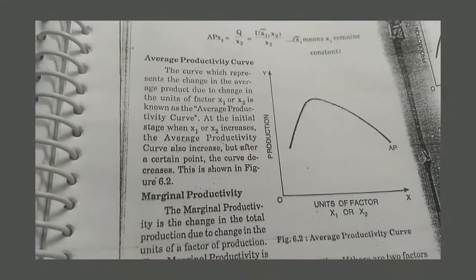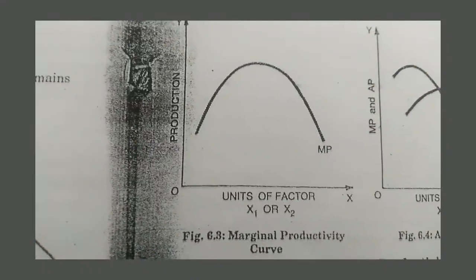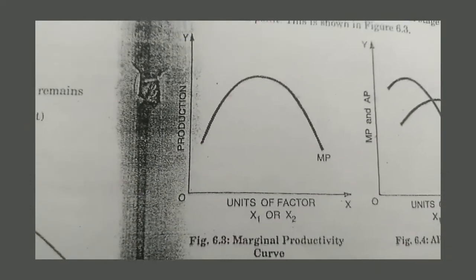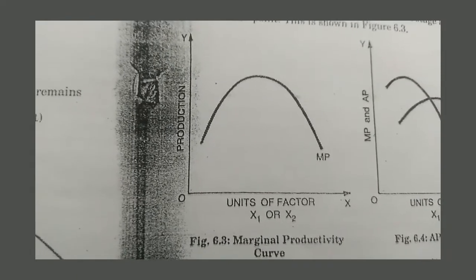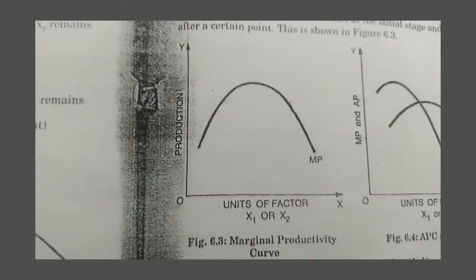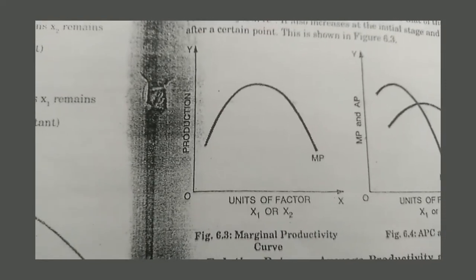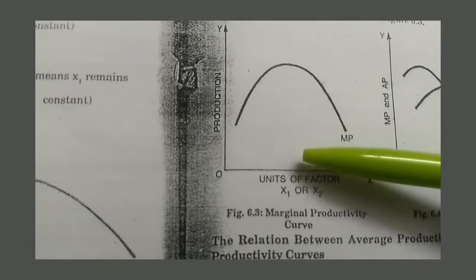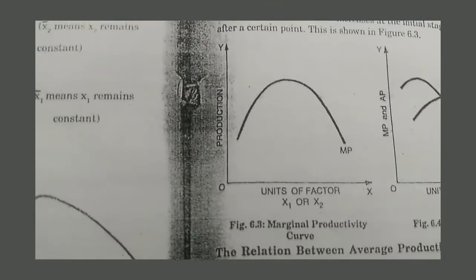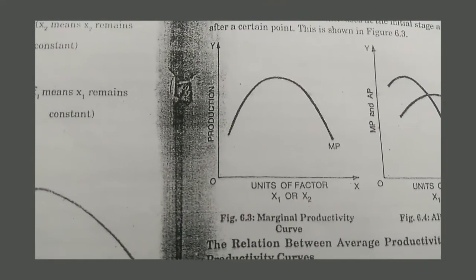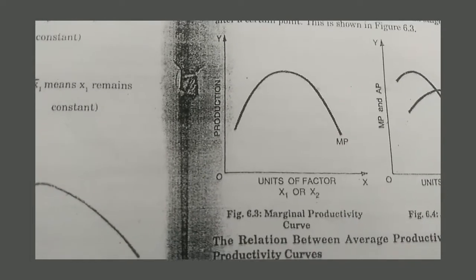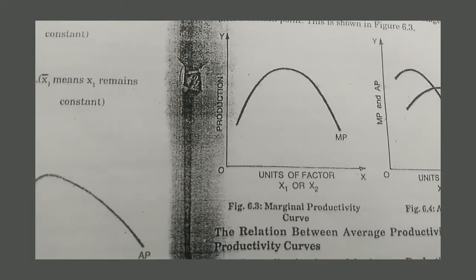Now, the marginal productivity. The marginal productivity is the change in total production due to change in the units of a factor of production. Thus, marginal productivity is the first order derivative of the total production. The curve which represents the change in total production due to change in units of factor X1 or X2 is known as the marginal productivity curve.